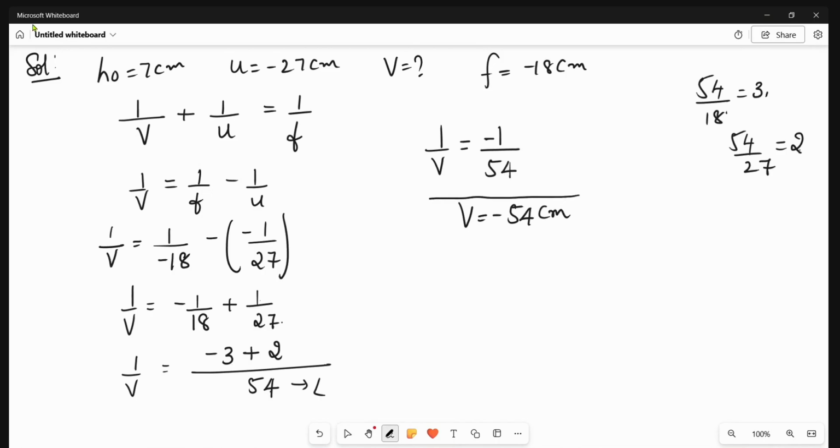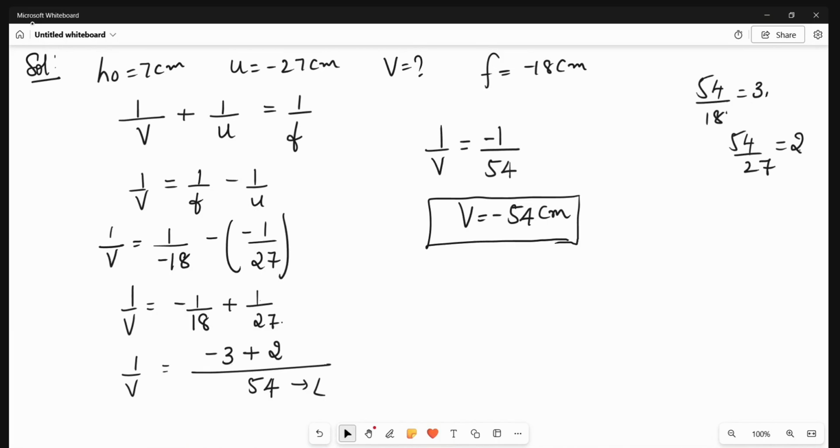That is, from the mirror you have to keep the image in front of the mirror at a distance of 54 centimeter. Here they have given it's a real image. So a real image is formed in front of the mirror, correct? V is also negative, so that means whatever calculations we have done will be correct. Okay.